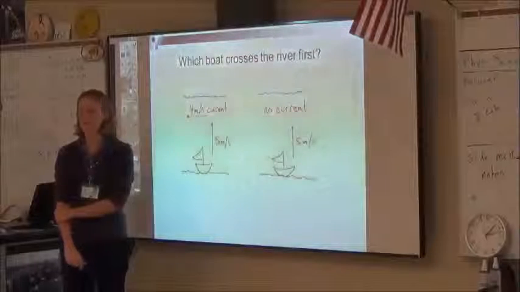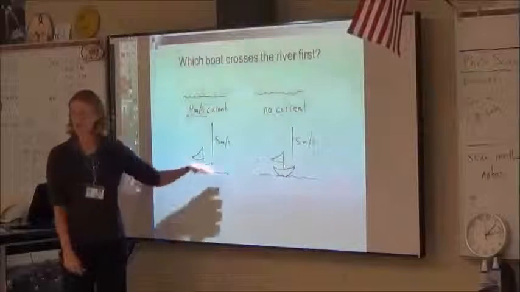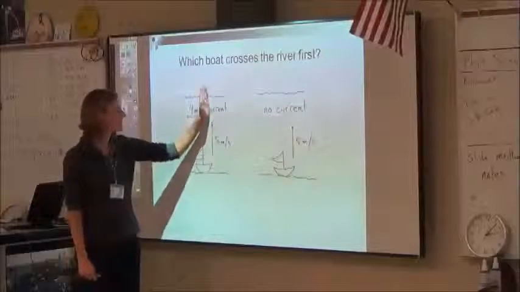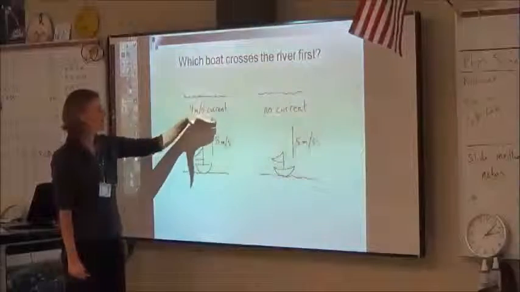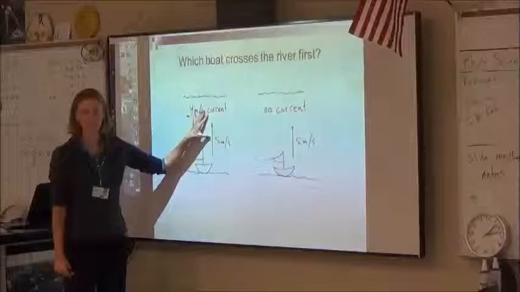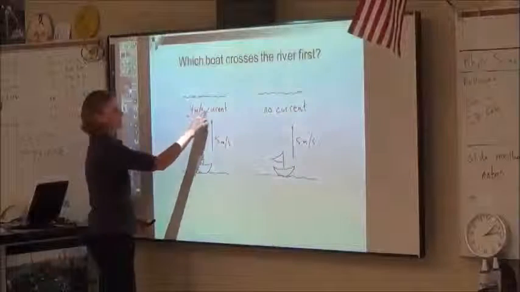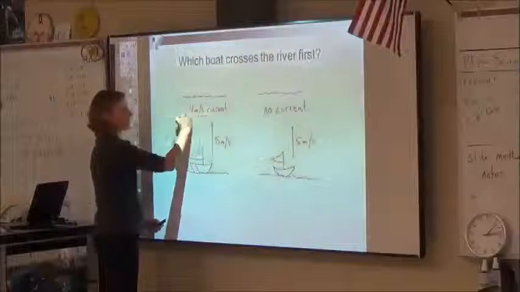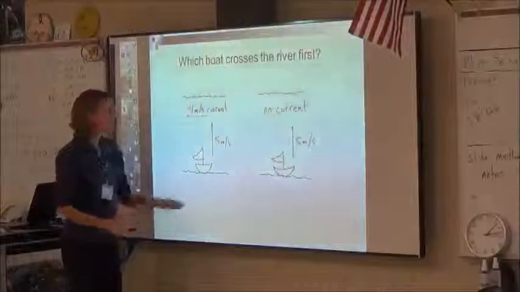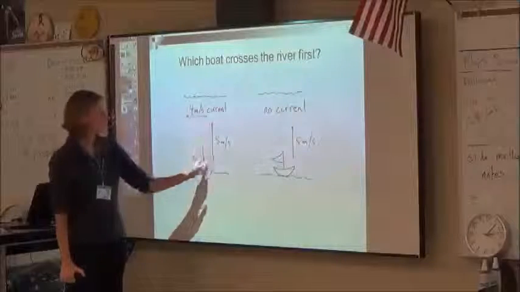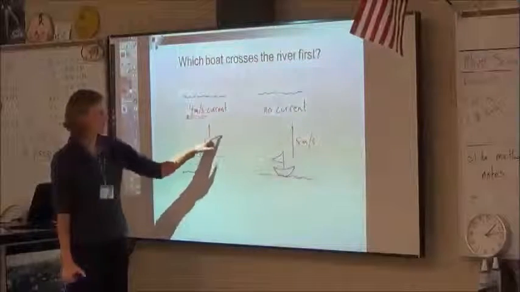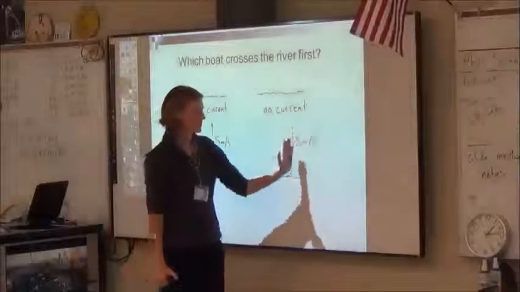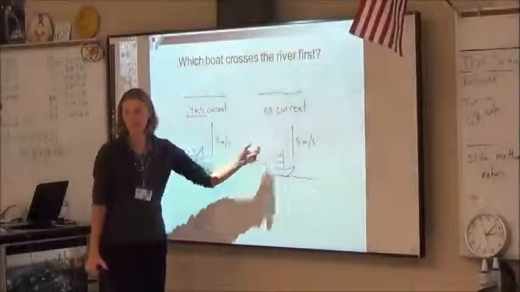It's saying, which boat crosses the river, goes across the river? So that's the direction I'm asking you a question about. I do not care about any velocity that would be perpendicular to that, because this 4 meters per second has no component that's north or south. It's purely west. How fast is this boat going across the river? Well, specifically across, it's going at 5 meters per second. How about here? 5 meters per second. So it would be the same.